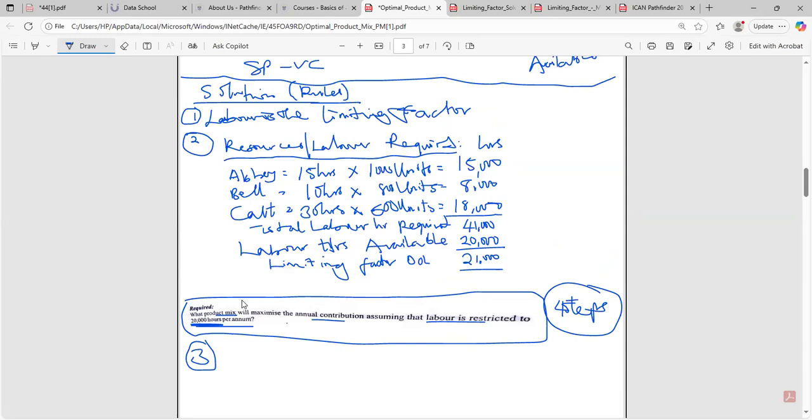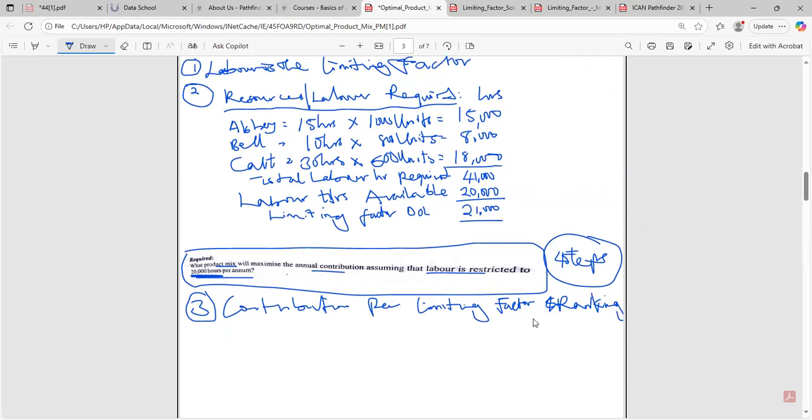We calculate the contribution per limiting factor, and you also do the rank. Some people separate it, but there's no need. Just put them in the 3rd step. So calculate the contribution per limiting factor. Before you can calculate contribution per limiting factor, you must first calculate contribution. You cannot calculate contribution per limiting factor without knowing what contribution is in itself.